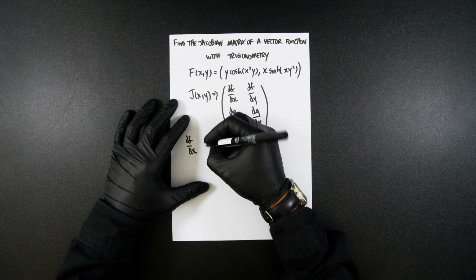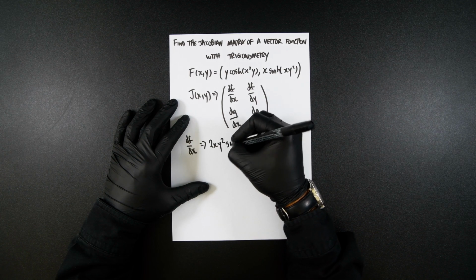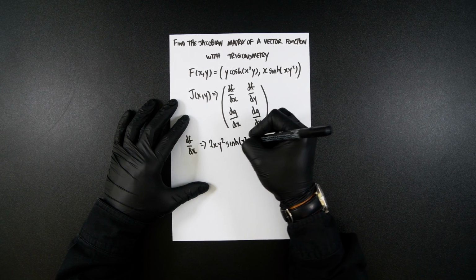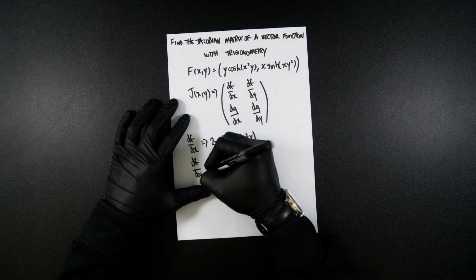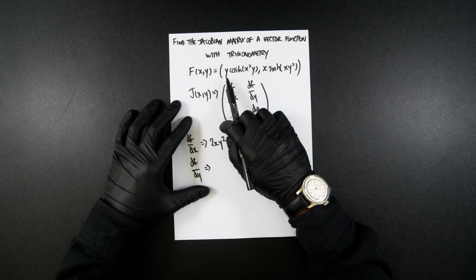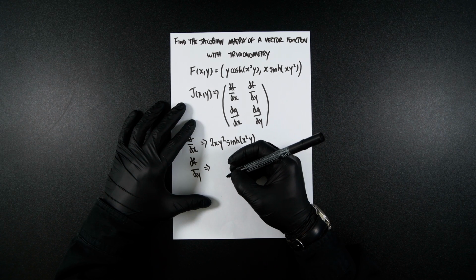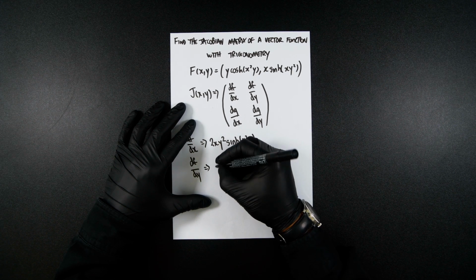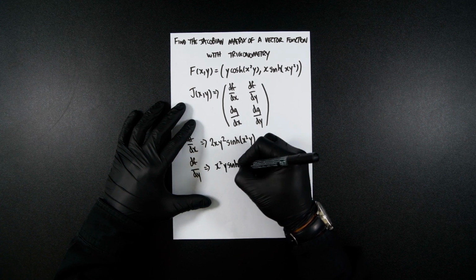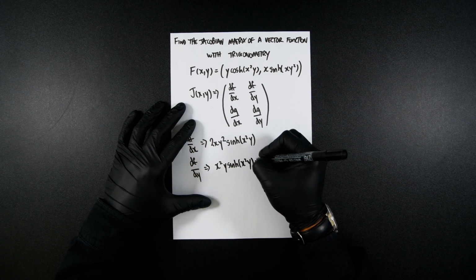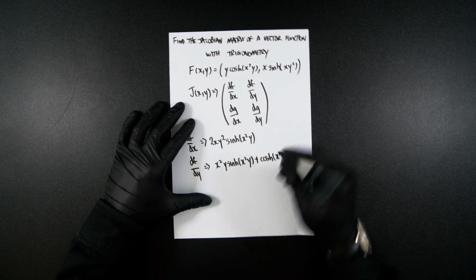So df/dx would be 2xy squared sinh(x squared y). Let's do df/dy. For df/dy, we now have two y parts, so we would use the product rule, and df/dy would be x squared y sinh(x squared y) plus cosh(x squared y).